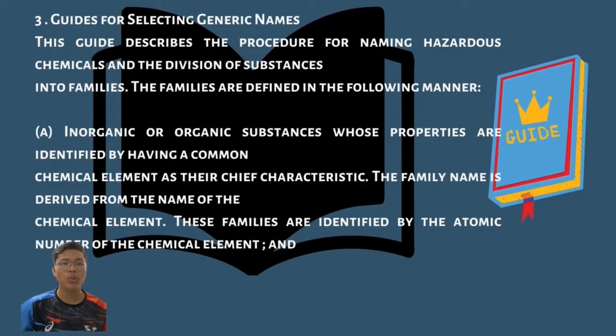Next, we move to guides for selecting generic names. Basically, this guide describes the procedure for naming hazardous chemicals and the division of substances into families. The families are defined in the following manner. Firstly, inorganic or organic substances whose properties are identified by having a common chemical element as their chief characteristic. The family name is derived from the name of the chemical element. These families are identified by the atomic number of the chemical element.